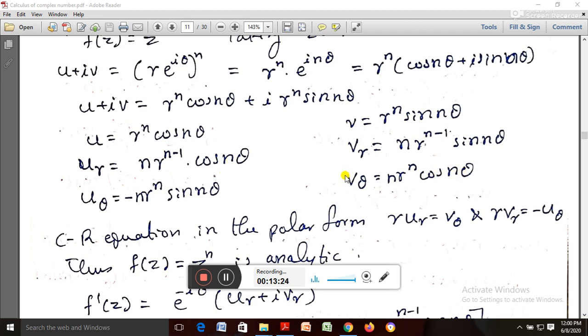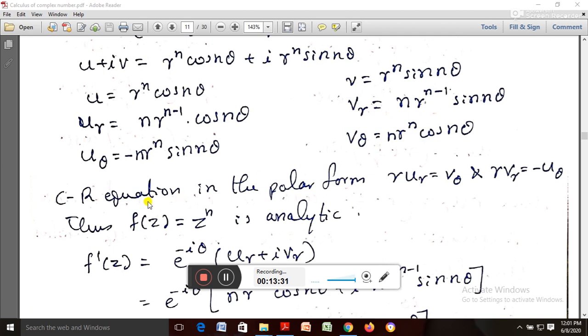So these are the derivatives. Let us check whether the CR equations are satisfied or not. We have taken it in terms of polar, so the CR equations in polar form are r into dou u by dou r is equal to v_theta, and r into v_r is equal to minus u_theta. So check: u_r is there, then v_theta is there, r multiplied, it will be n into r raised to n cos n theta, and v_theta is n into r raised to n cos n theta. Therefore r into u_r is equal to v_theta is satisfied.